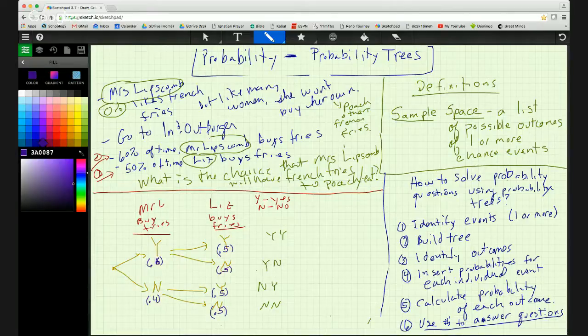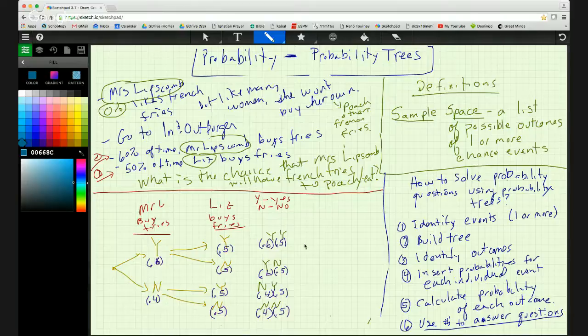Okay, so now let's calculate the probability of each outcome. The probability that they both buy fries is 0.6 times 0.5. Yes and no is 0.6 times 0.5. No, Mr. Lipscomb does not, and yes is 0.4 times 0.5. And no for both of them is 0.4 times 0.5. So let's see if you can figure out the probability of each event. Pause it and see if you can do it.